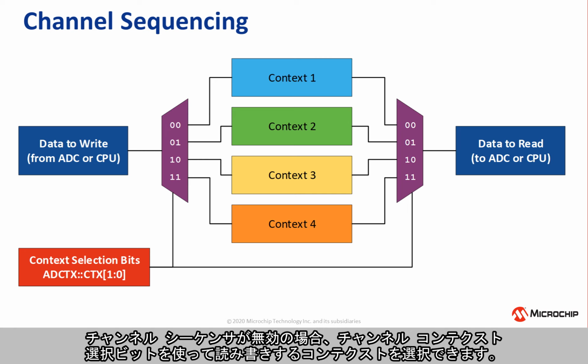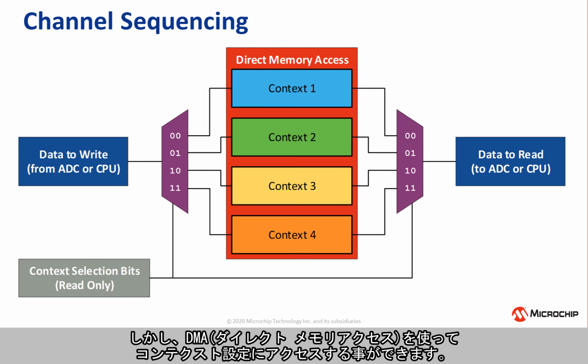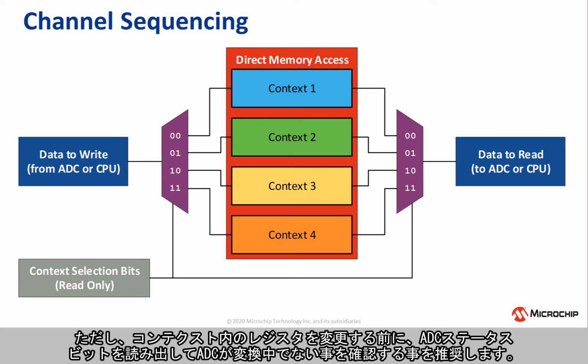When the channel sequencer is inactive, the channel context selection bits can be used to manually select a context to read or write. When the channel sequencer is active, the channel context selection bits are read-only. However, direct memory access, or DMA, can be used to access the context settings. However, it is strongly recommended to use the ADC status bits to ensure the ADC is not in the middle of a conversion before modifying a register in the contexts.